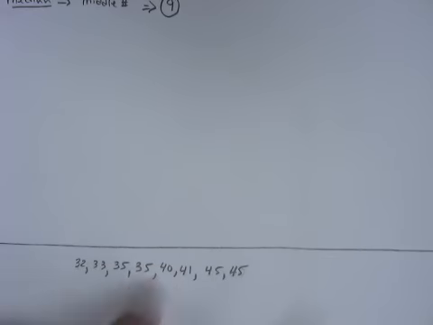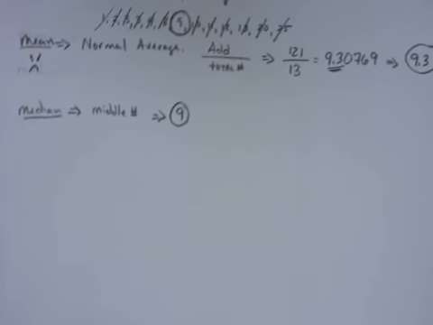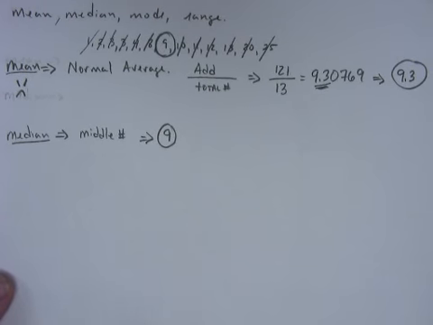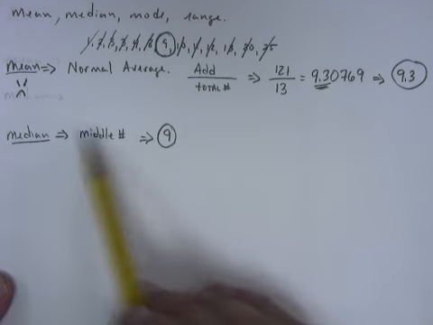In this particular example, you won't be left with just one number. You can be left with two numbers, and when we get there, I'll show you how to work that out. All right, so far we've done the mean, which is 9.3, and the median, which is 9.